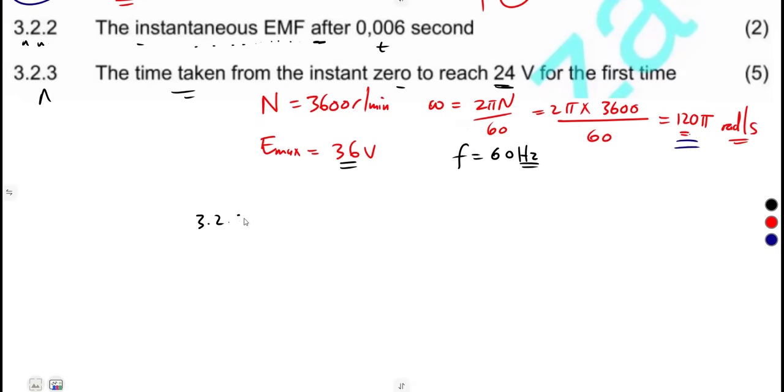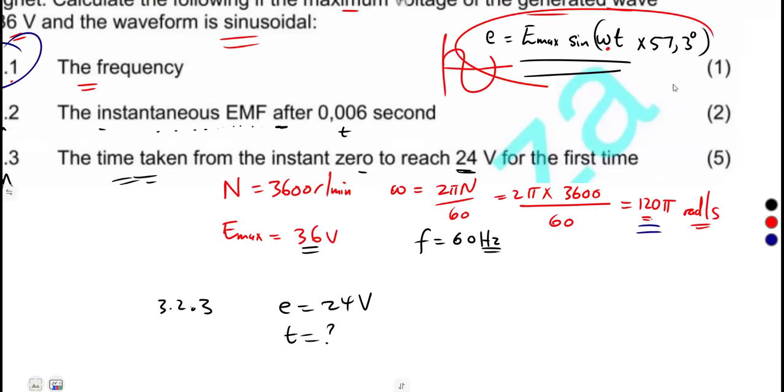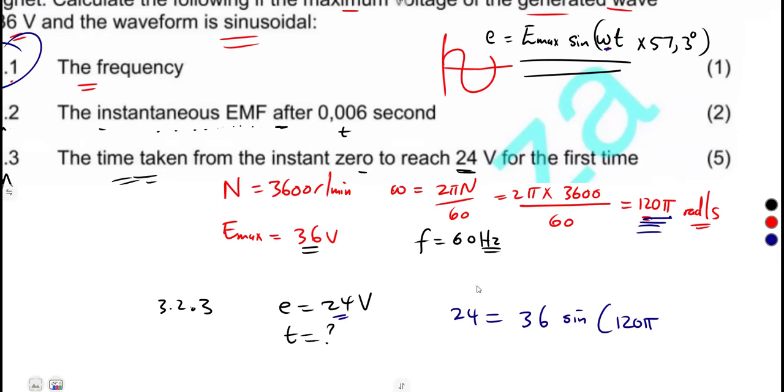So our instantaneous voltage, instantaneous EMF this time is given as 24 volts. For the first time, we have to calculate the time taken. So what is the time taken? Remember, E max is given. You're going to simply substitute back into that formula again as it is here in degrees. So our E is the instantaneous value. So 24 is equal to our E max, 36, times the sine of omega t, where omega is 120, so 120 pi times the time.